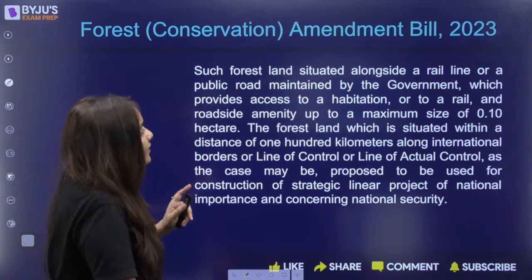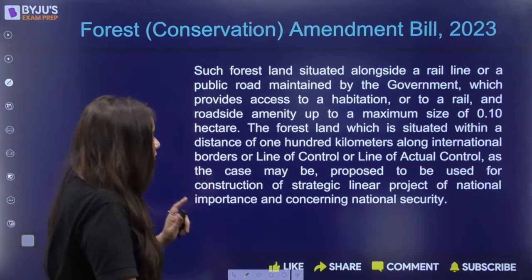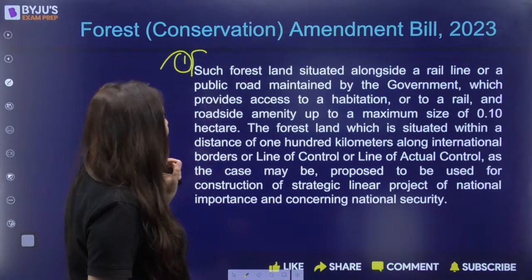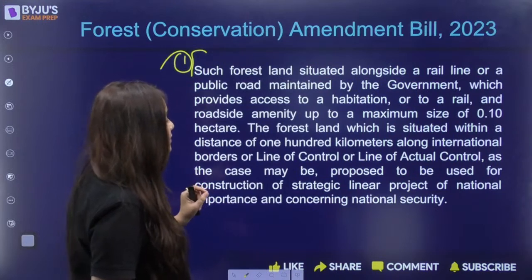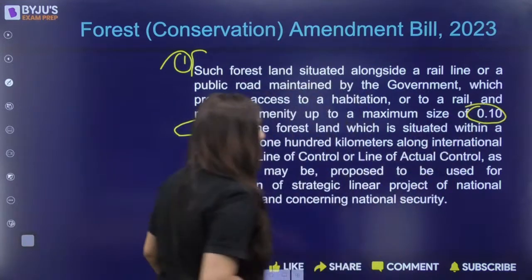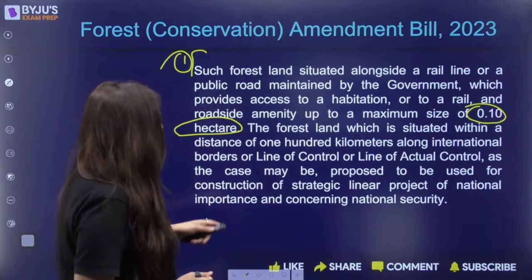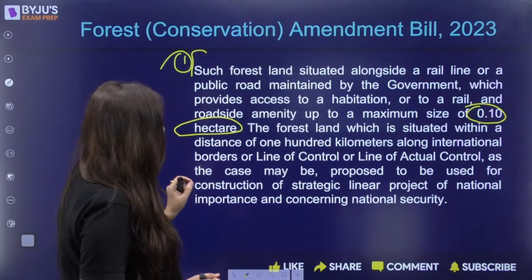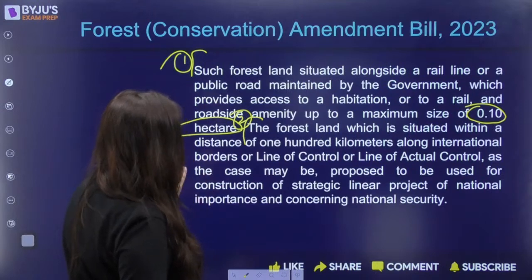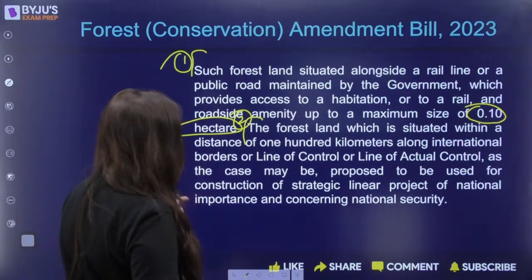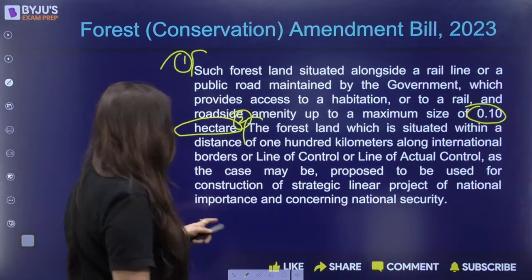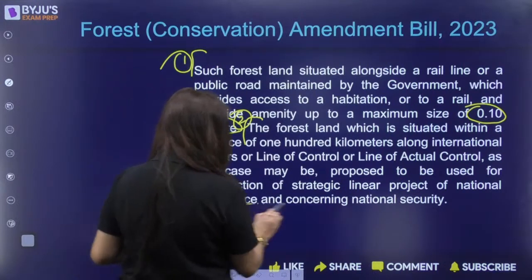Forest land situated along a rail line or a public road maintained by the government. This is number 1. Which provides access to a habitation or to a rail and a roadside amenity up to a maximum size of 0.10 hectare. Okay, 0.10 hectare. That is the maximum area. The forest land which is situated within the distance of 100 kilometers, this is number 2, along international borders or line of control or line of actual control as the case may be, proposed to be used for construction of strategic linear project of national importance and concerning national security.